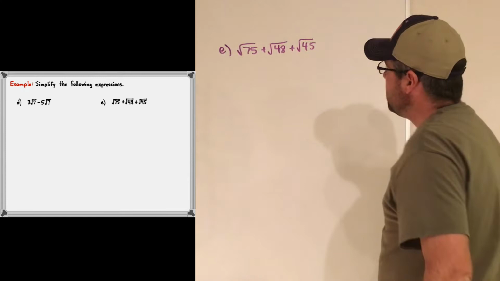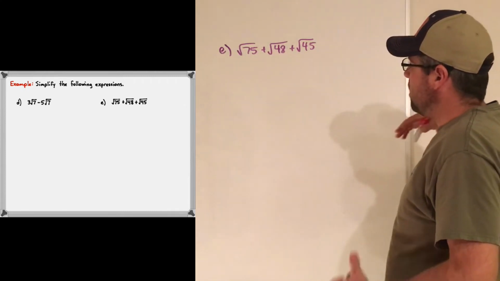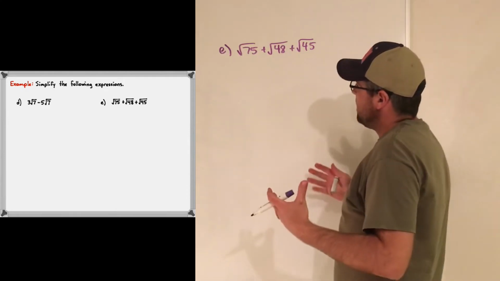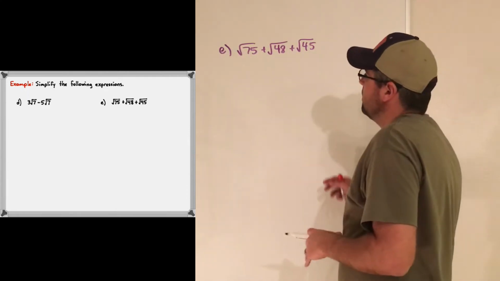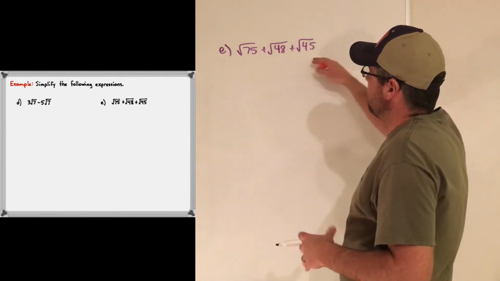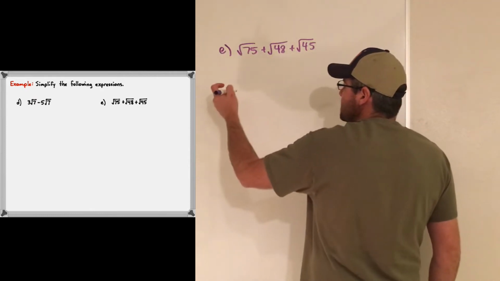Now here, we don't have any like terms. None of these are alike. So on the very first step, you might say, well, we can't combine them, we can't do anything with it, we're done. But remember, we want to try and simplify the radicals if we can. So this goes back to the last lesson. How do I simplify rad 75?